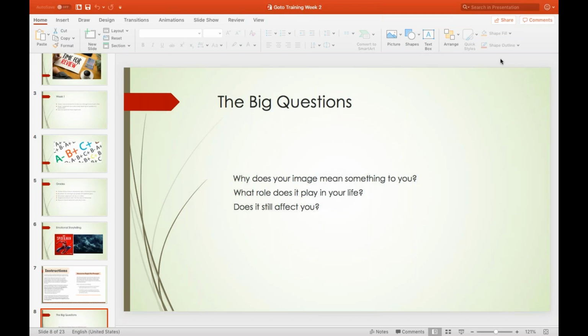So just remember, what does the image mean? Why does the image mean something to you? What role does it play in your life, and does it still affect you? So answer those three questions as well.